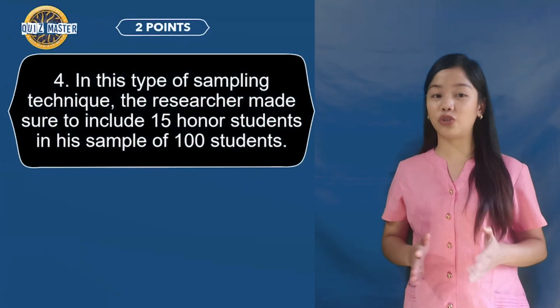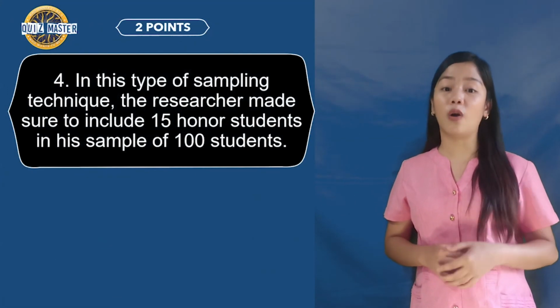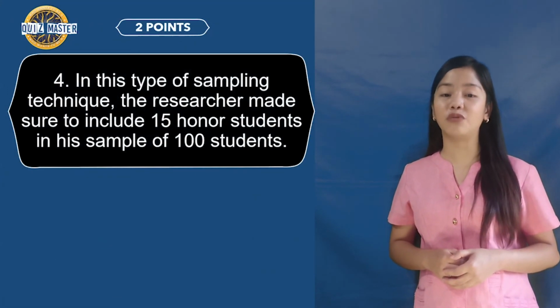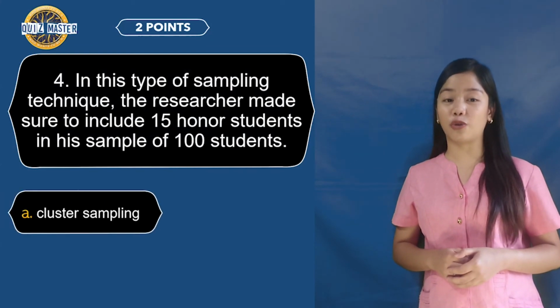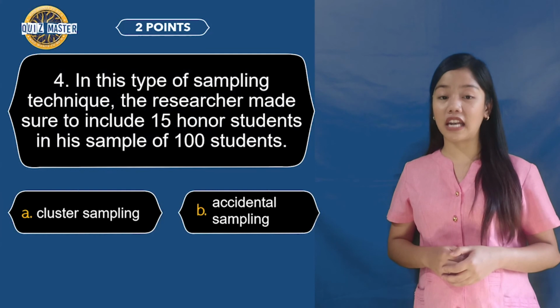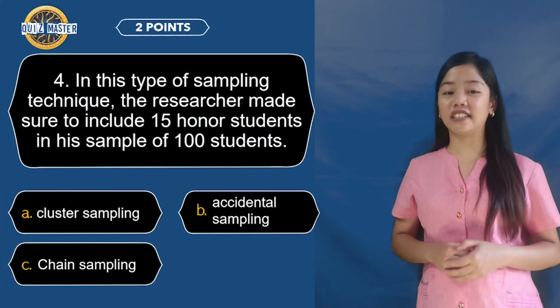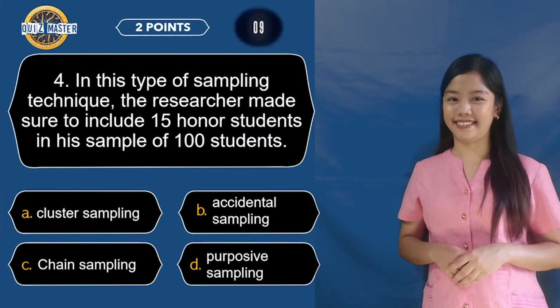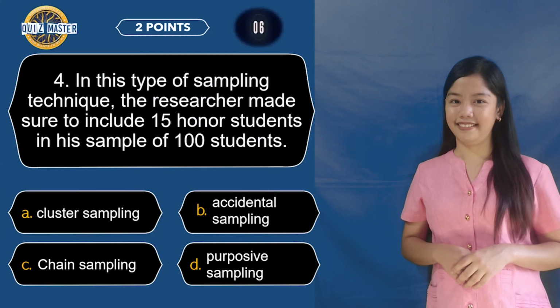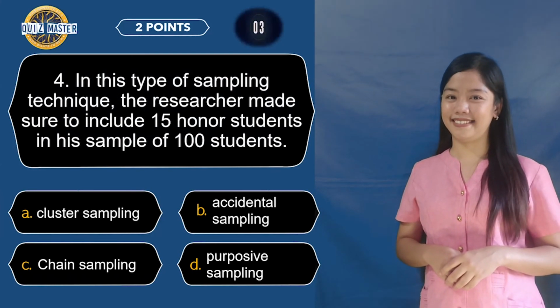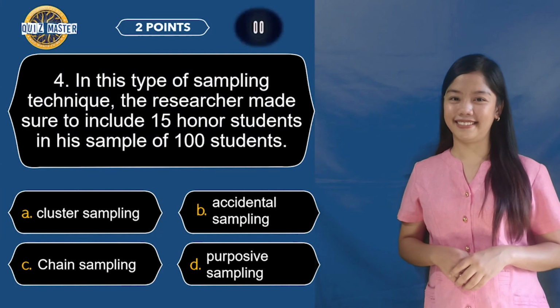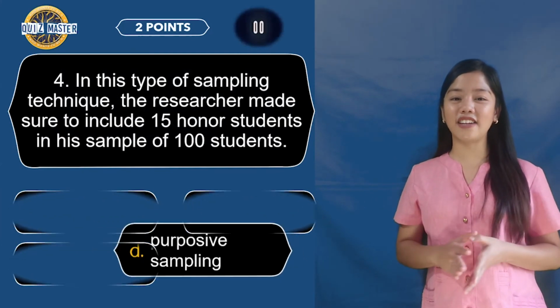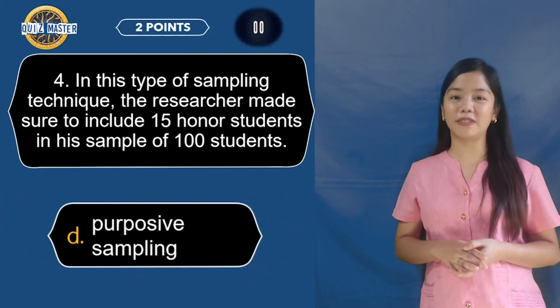Convenience. And for our item number 4, in this type of sampling technique, the researcher made sure to include 15 honor students in his sample of 100 students. A. Cluster sampling. B. Accidental sampling. C. Chain sampling. Or D. Purposive sampling. Correct! The answer is letter D, purposive sampling.